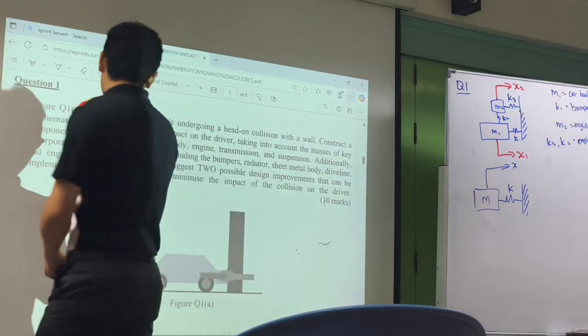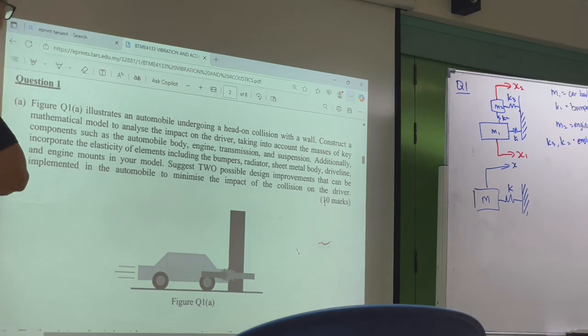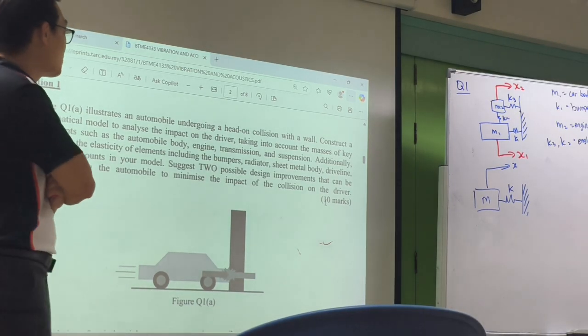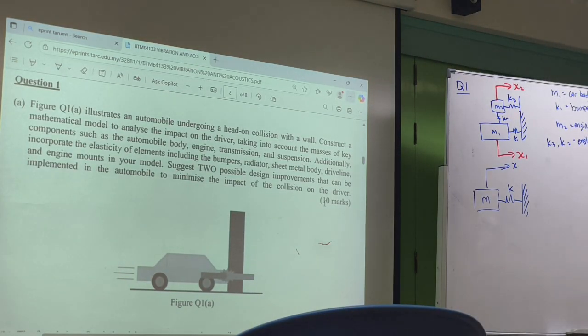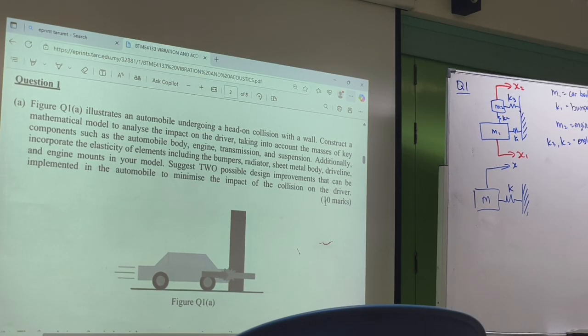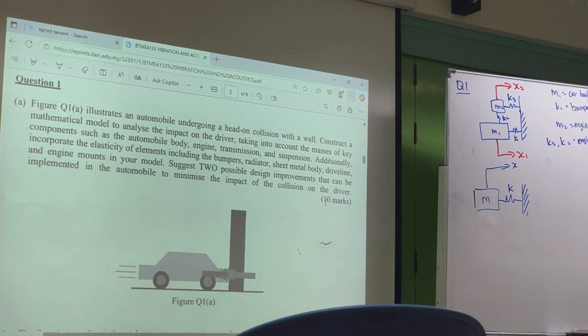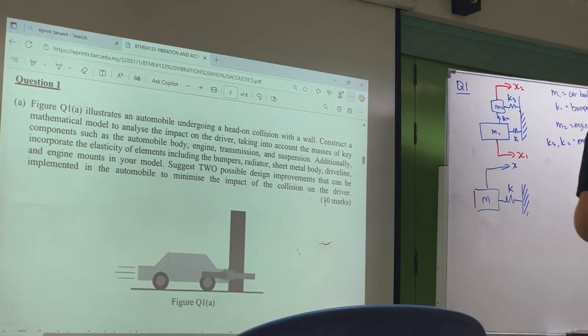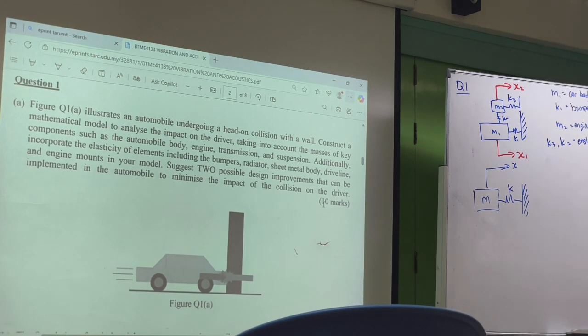Okay, and then after that, suggest two possible design improvements that can be implemented in the automobile to minimize impact to the driver. What can you do? Two possible design improvements. So it means that your drawing of the mathematical model may be 4 marks and 2 marks for each suggestion. So 6 marks: 4 marks come from the model, 2 marks come from your suggestions. Make sure you put them in.